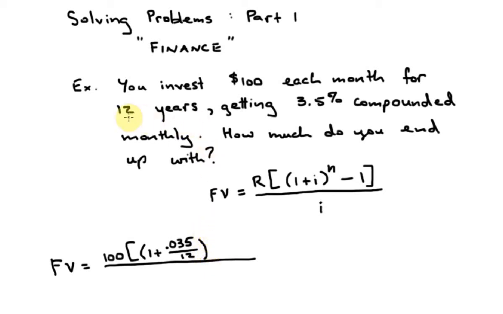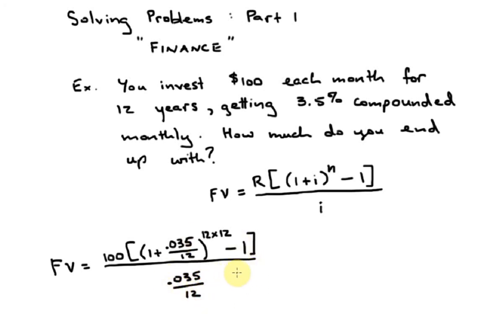And now I've got to raise it to the right number of growth periods. Well, we're doing this over 12 years, and because it's monthly, it's 12 times a year. So your exponent here should be 12 times 12 to get the correct number of growths that have occurred. And then we go minus 1 because the formula tells us to do that. And then on the bottom, remember that this is the interest rate, but it's got to be tweaked a little bit. It is 3.5%, but it's per month, right?